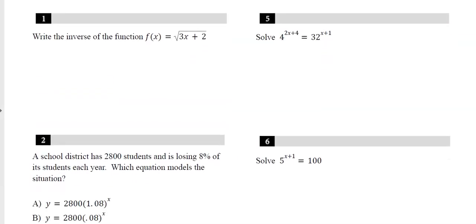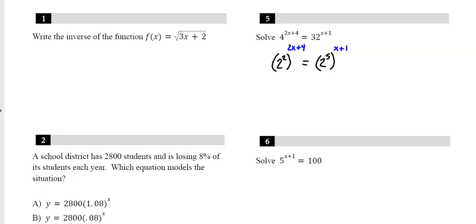Number 5, one thing I always want to try to do is, if I can, I'd like to rewrite those as the same base. And I notice 4 and 32 are both, I can write those as 2 bases. So 4 is really 2 squared. And then 32 is really 2 to the 5th. So I've just rewritten the 4 and the 32. I'm going to leave the exponents the same for the moment.